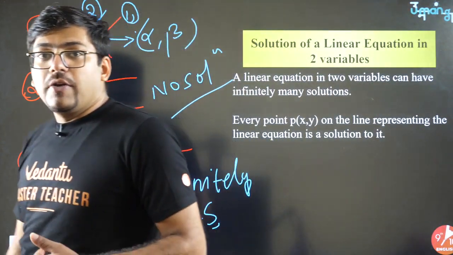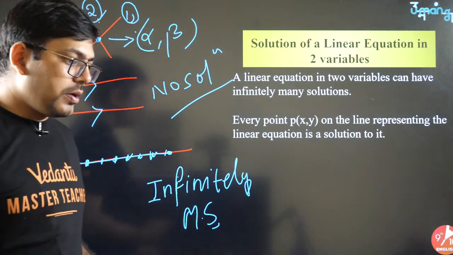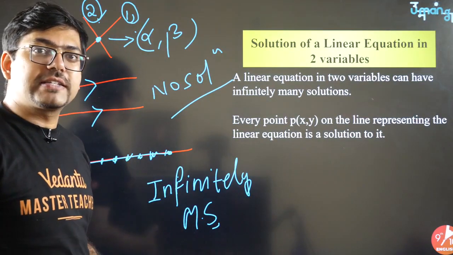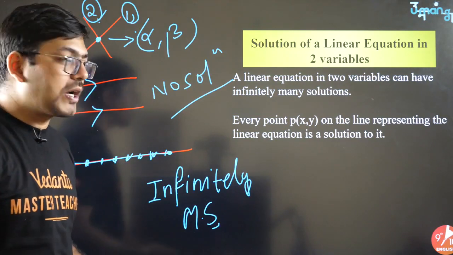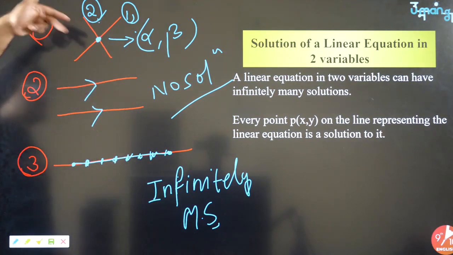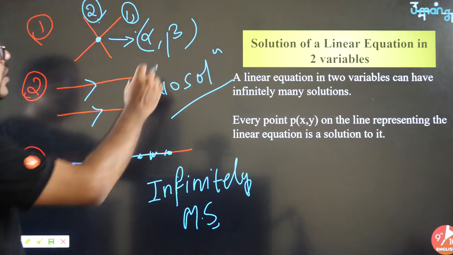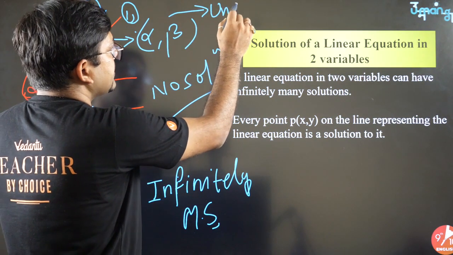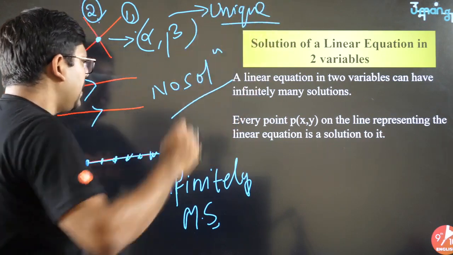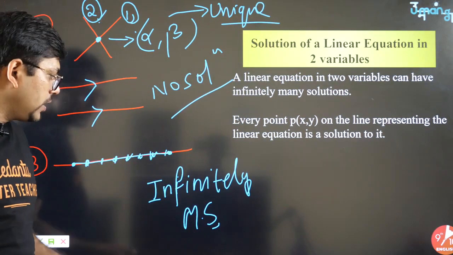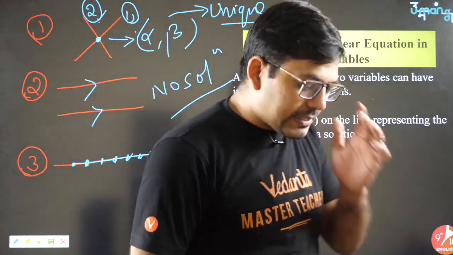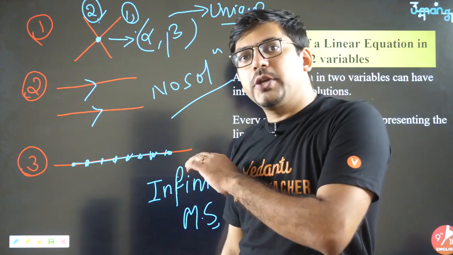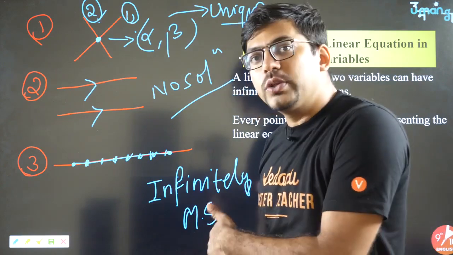Fine. So why are we studying these two lines together, or why are we studying this chapter, pair of linear equations in two variables? Because we want to consider these situations. Intersecting case, only one solution. We call this the unique solution case. Parallel lines, no solution at all. Coincident lines, infinitely many solutions. Fine. So this is the situation which in this topic you will have to understand through the graphs.